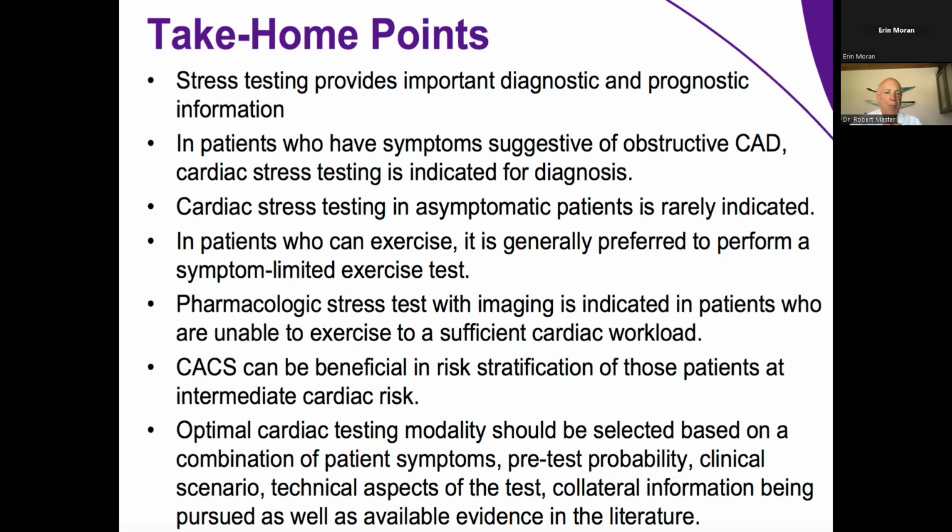who's asymptomatic. But the optimal cardiac testing modality should take into account the person's symptoms, which has to do with their pretest likelihood of disease, and the clinical scenario goes along with that. The technical aspects of the test, do you want to radiate this young person or not? What things are available, the collateral information, that is prognosis. So those are all the things that get into which test to order. So I'll just leave things open to any questions.